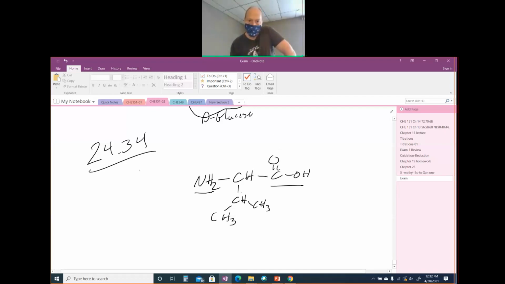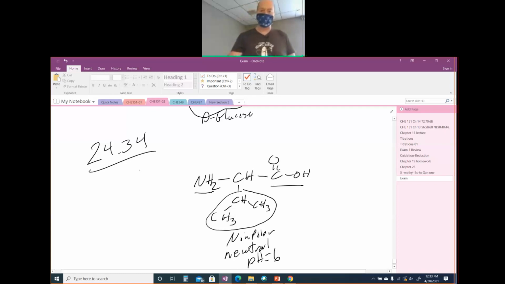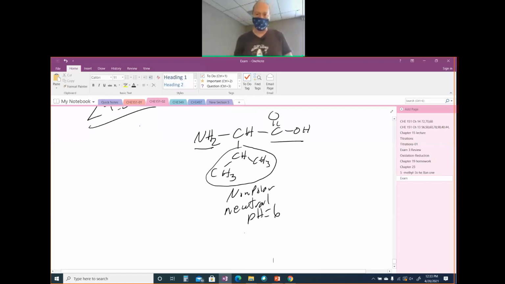All right, so this is your side chain. This is a side chain only containing carbon and hydrogen. That makes it nonpolar. And so if you are nonpolar, then you are also neutral. Every nonpolar side chain is going to be a neutral amino acid. Now, neutral amino acids have a charge of 0 at pH equal to 6. And so that's called the isoelectric point.